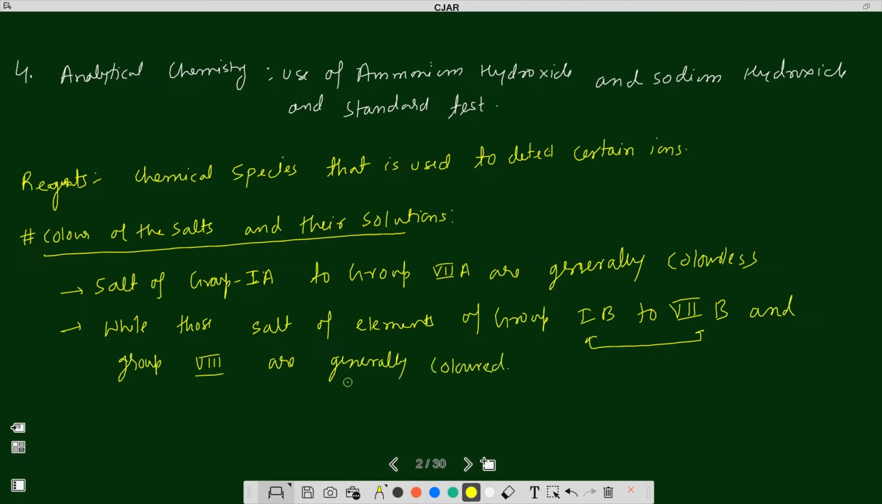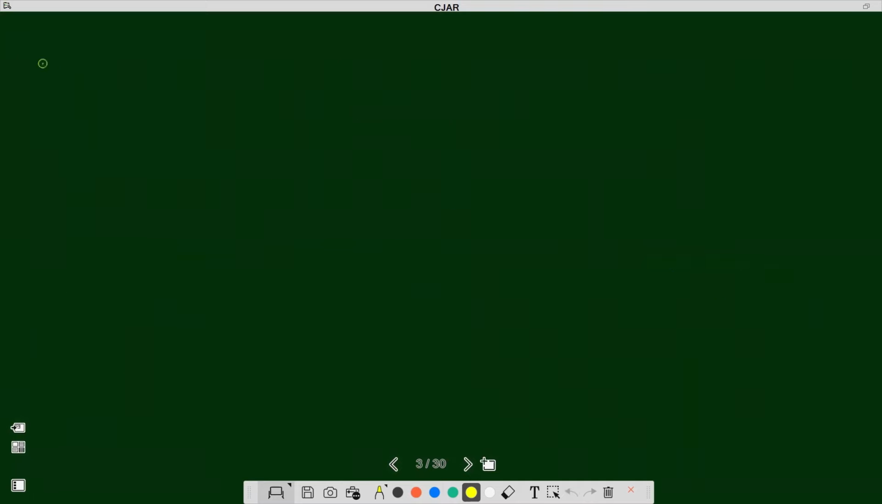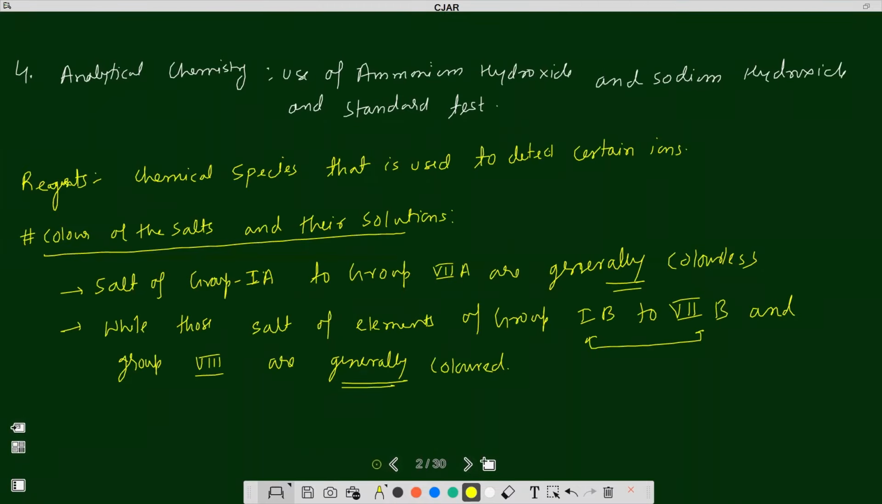It is the general case. Like 1A to 7A are colorless, and then 1B to 7B and 8 are generally colored. Let me give you some examples. Groups 1, 2, 13, and 14 are non-colored, and 3 to 12 are colored. 1B to 7B means group 3 to 12.